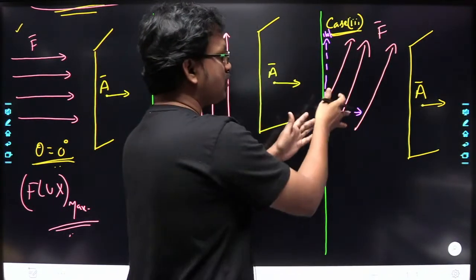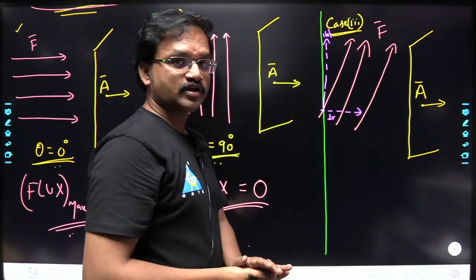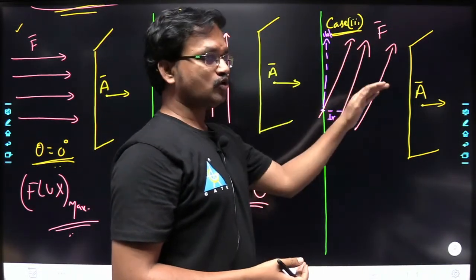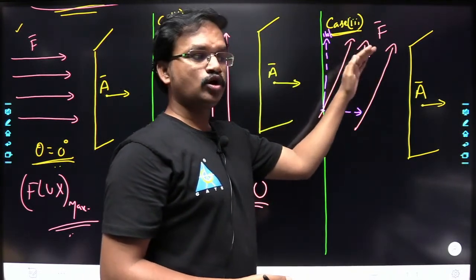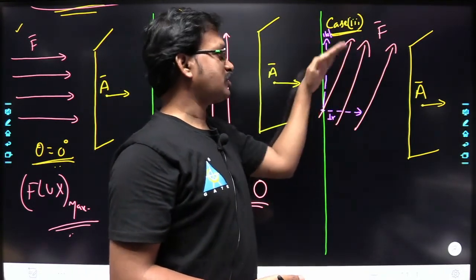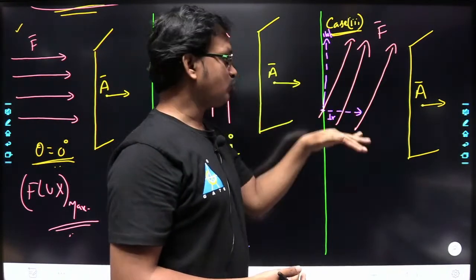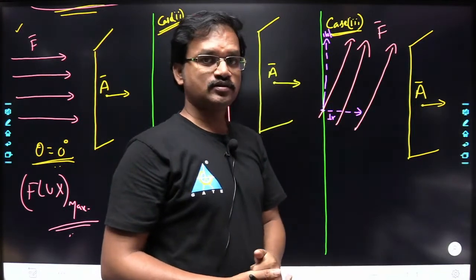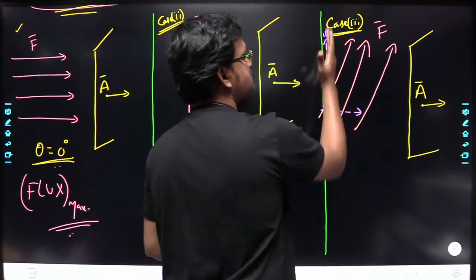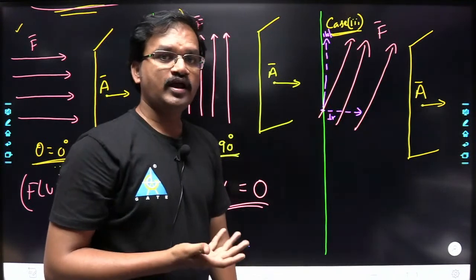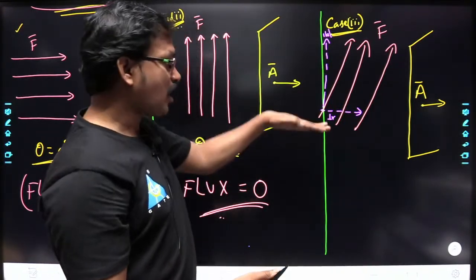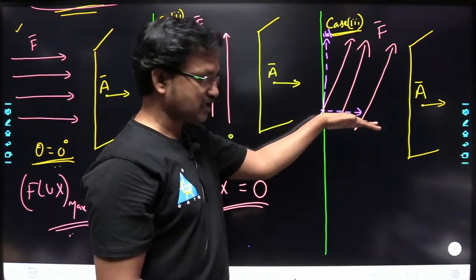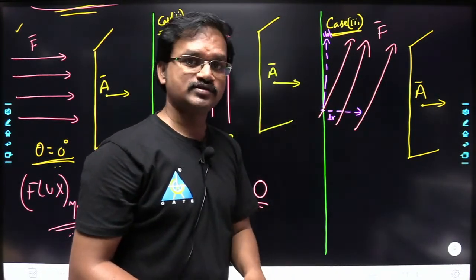Now which component of the field is going to contribute to flux here? This vector field is neither parallel nor perpendicular to the surface, so you can resolve it into two components. The component that is parallel to the surface is not going to contribute to any flux. Only the component that is perpendicular to the surface is going to contribute to flux.